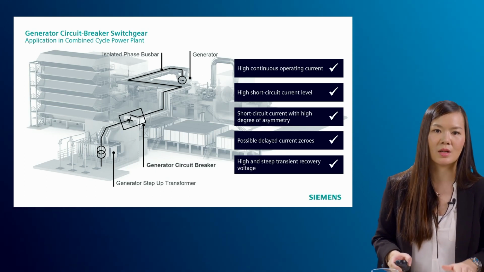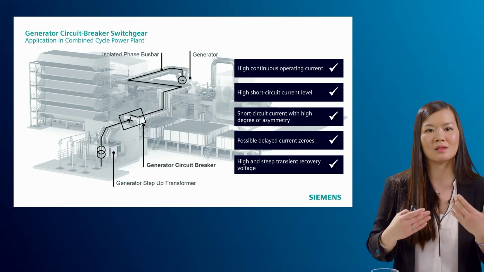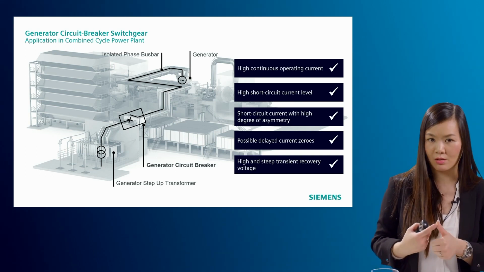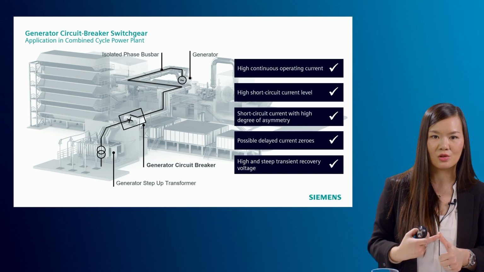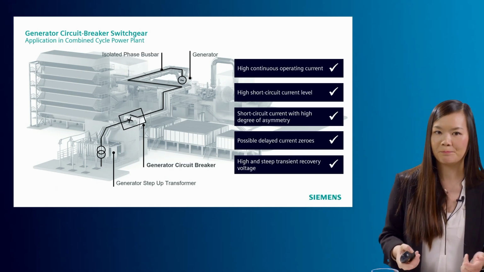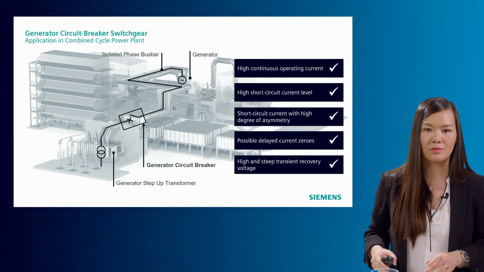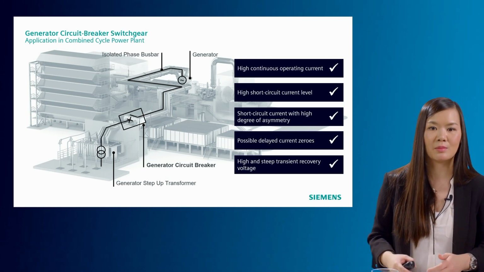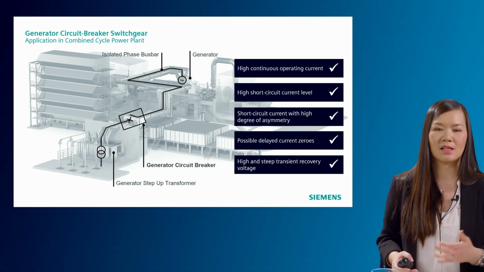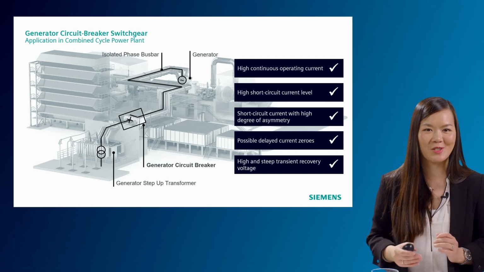And of course, as you can see, we have a very short connection between generator and GCB. That means the capacitance in the circuit is very small. And you just remember, we have a high inductance in the circuit because of inductive elements like the generator and transformer in the grid. With a very small capacitance, this leads to a very high and steep transient recovery voltage when interrupting this kind of current. So all of these five challenges are challenging for a GCB to solve.